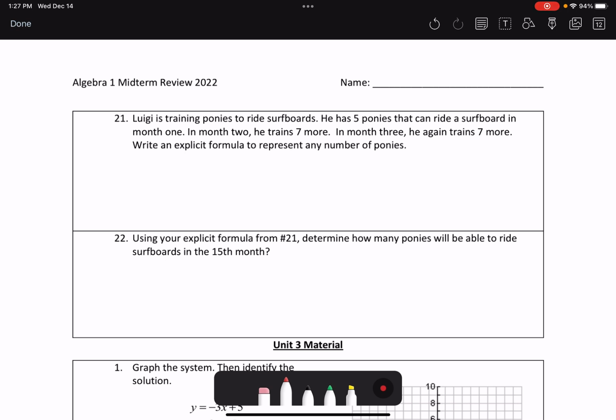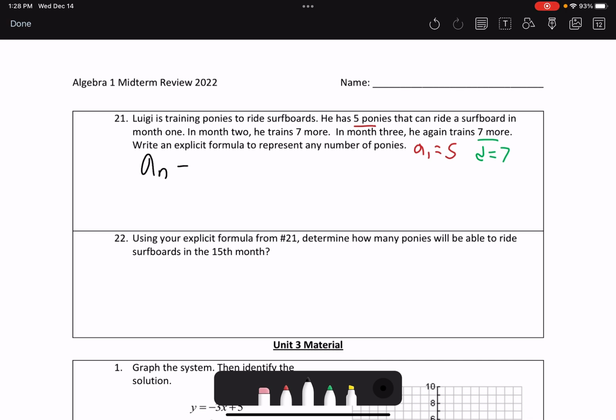21 kind of wraps this all up into an application with our arithmetic sequences. So this one says that Luigi is training ponies to ride surfboards. He's got 5 ponies that can ride a surfboard in month 1. In month 2, he trains 7 more. By month 3, he trains again 7 more. We want to write an explicit formula to represent any number of ponies. So I know he starts out with 5 ponies, so that's my initial value. And my common difference is that he's adding 7 more each time.